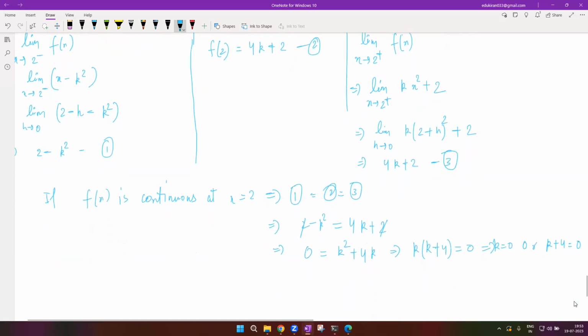If k is 0, then k is 0. What else can we do in this? If k plus 4 is 0, then k must be minus 4. So there are two answers to this. Either k is 0 or k is minus 4.